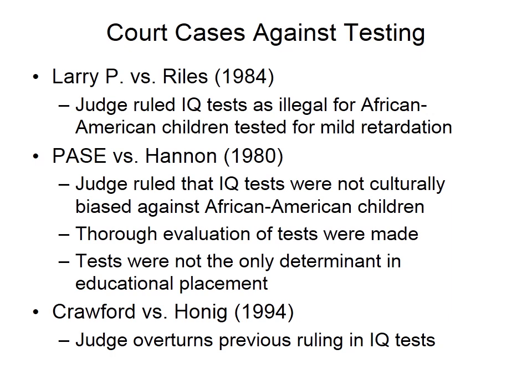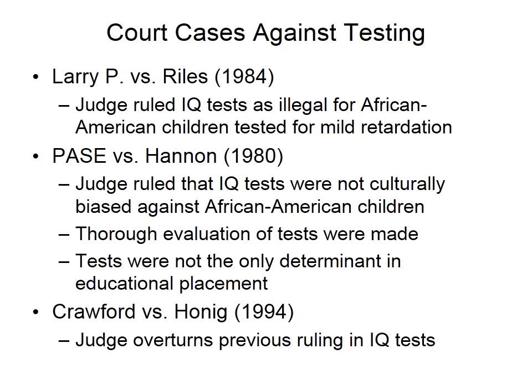Pace and Hannon in 1980, the judge ruled that IQ tests were not culturally biased against African American children, so this goes in the other direction. And each time, these are often different tests in different settings. A thorough evaluation of the test was made, and the tests were not the only determinant in educational placement. In this case, it was found that IQ tests were somewhat related to later performance in school, but also that in this particular case, they were not the only determinant of whether he got in.